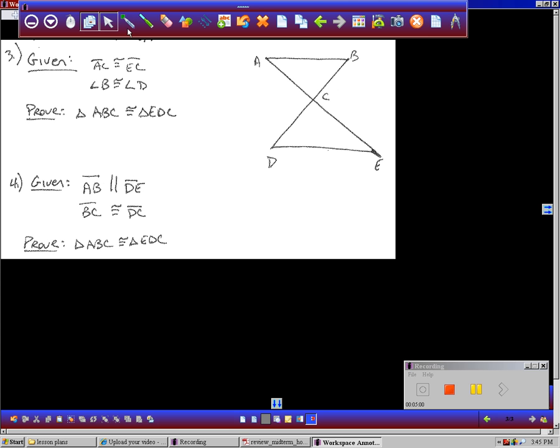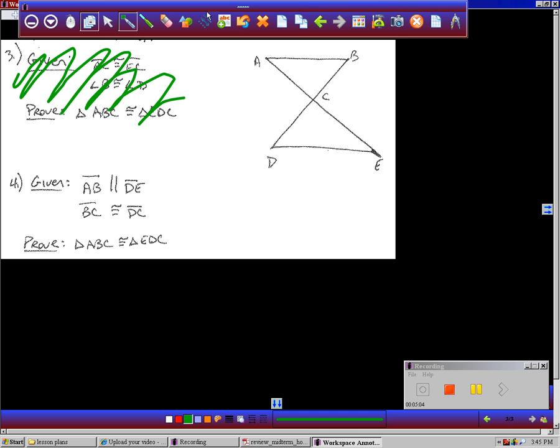Number four. Given AB is parallel to DE, and BC is congruent to DC. Now there's a couple of different ways you can do this problem. You can use the fact that they are vertical angles.